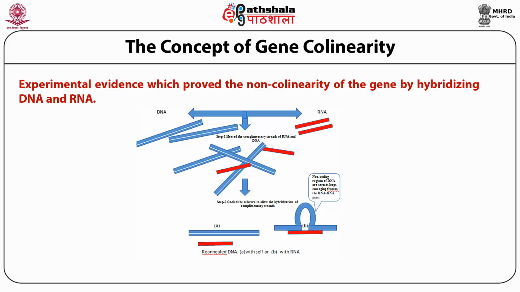Electron microscopic studies of the hybrids revealed that the size of DNA was much larger than that of the RNA. The results showed regions of DNA which were looping out from the DNA-RNA pairs, and they provided clear evidence that the size of DNA was much larger than that of the RNA. These looping out segments of DNA were later identified as introns.